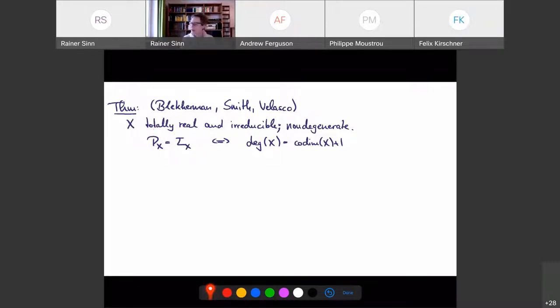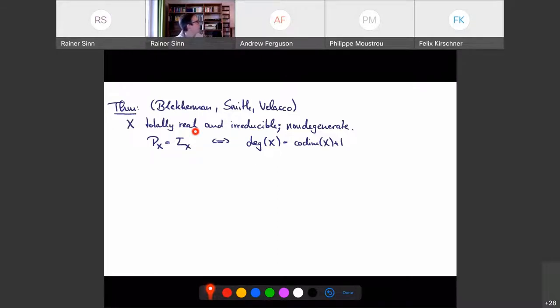Totally real really means only that it has enough real points. So you can write down an algebraic set that doesn't have any real solutions. We're not interested in those, right? We want to evaluate the quadratic forms at real solutions to our polynomial equation. So we need to have enough real points. And that's what this means.